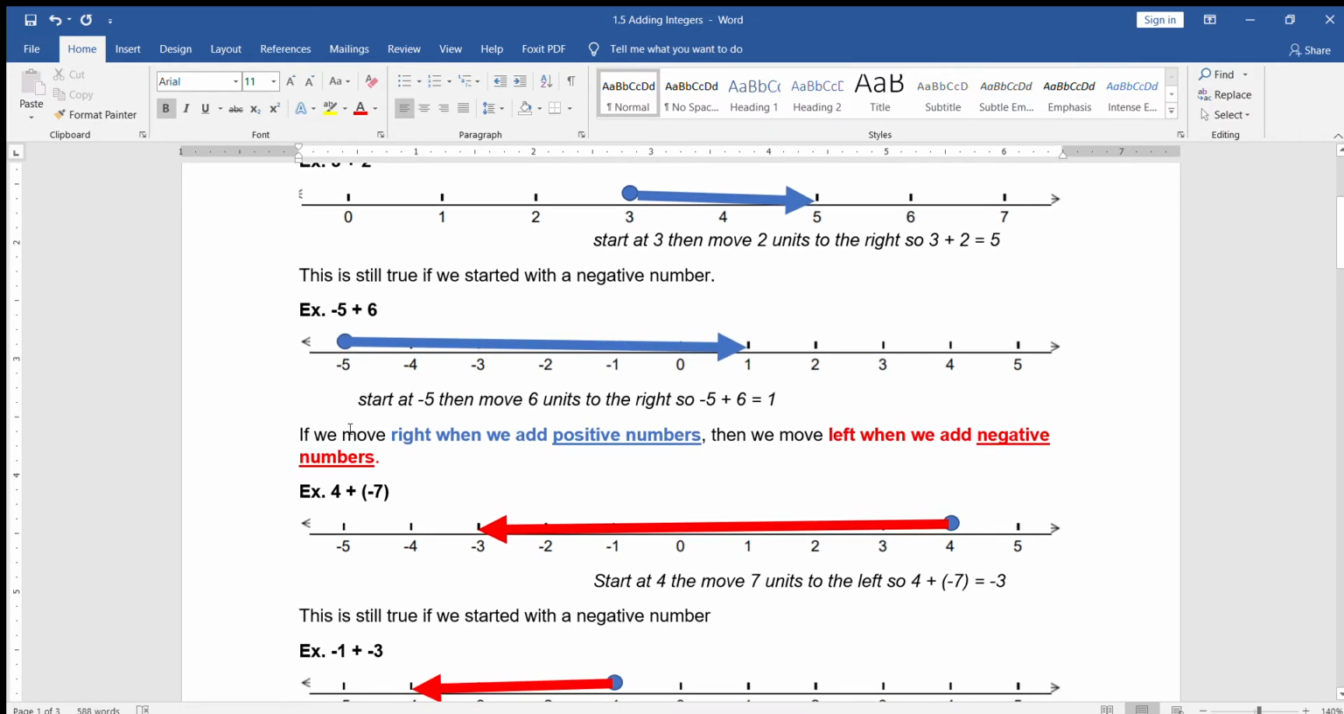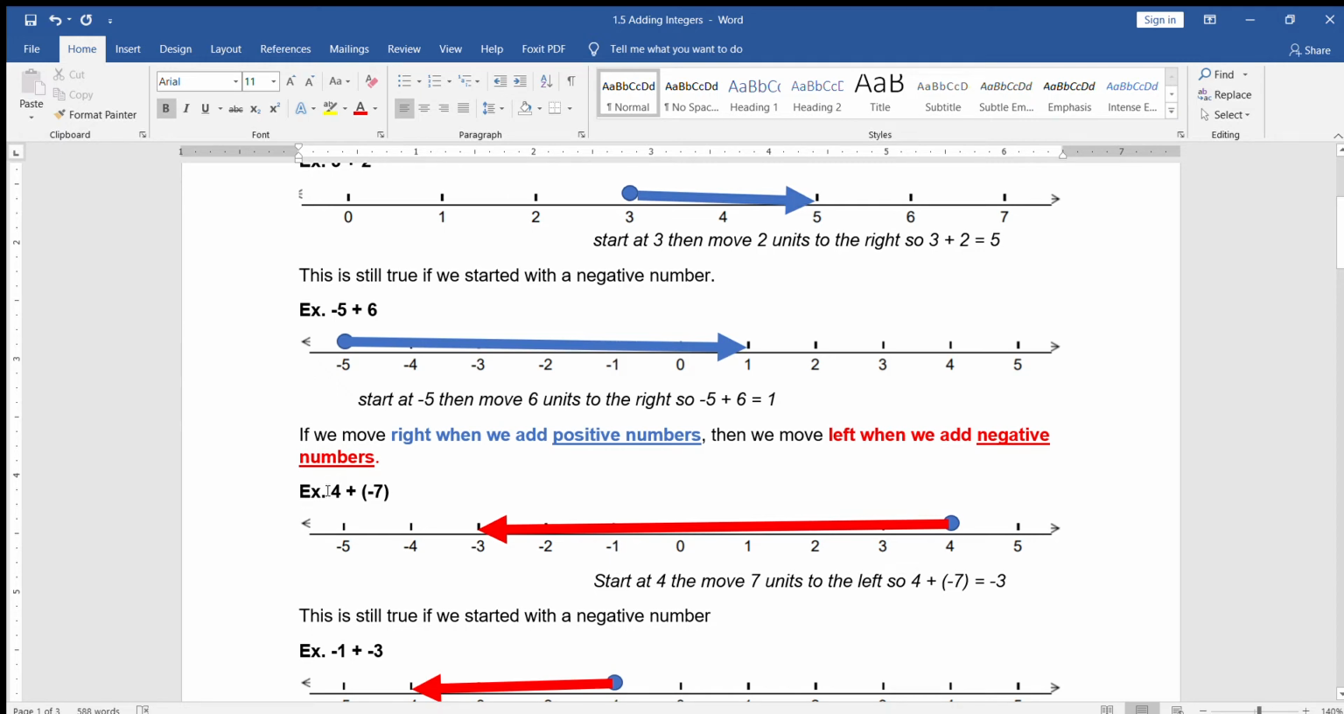So remember, if we move right when we add a positive number, then if we add negative numbers, we should move left, because again they're opposites. If you add a positive number, you go right; negative numbers, you go left. But our starting point still doesn't change. Our left number is always our starting point.